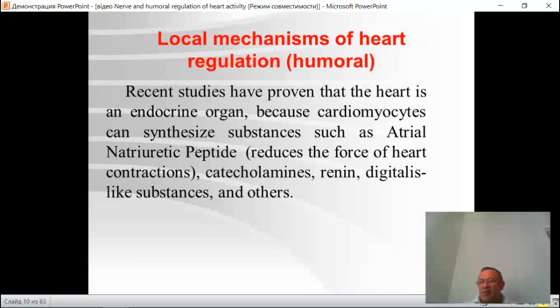Next, information about local mechanism of heart regulation with humoral part. Recent studies have proven that the heart is an endocrine organ because cardiomyocytes can synthesize substances such as atrial natriuretic peptide, which reduces the force of heart contraction, catecholamines, renin, digitalis-like substances, and others.